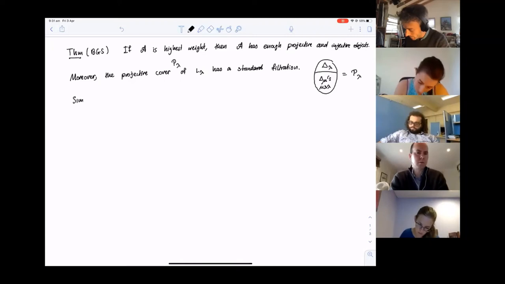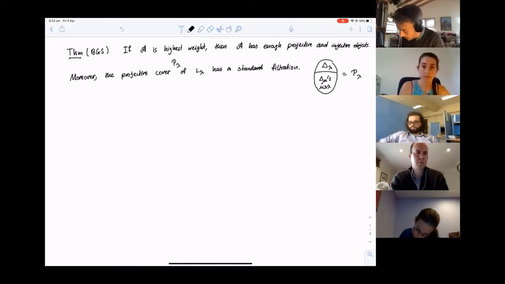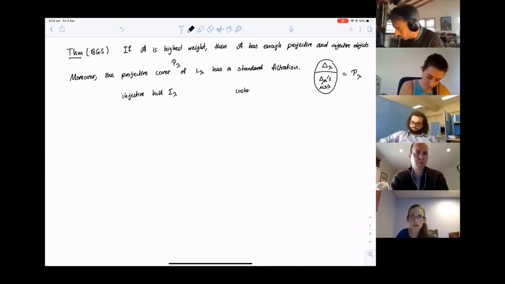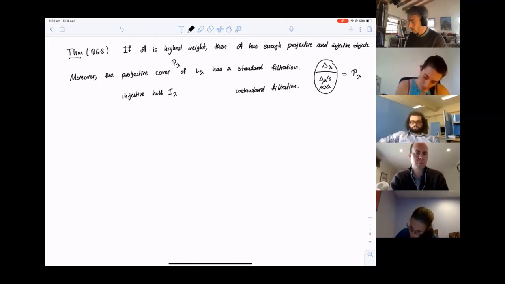And then we can say the same thing similarly for the injective hull, I lambda, which has a co-standard filtration.